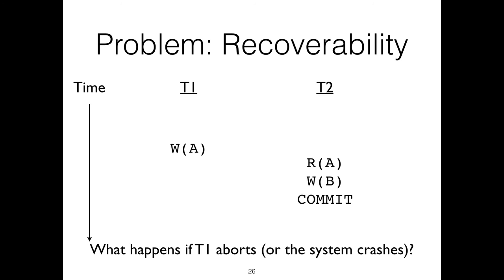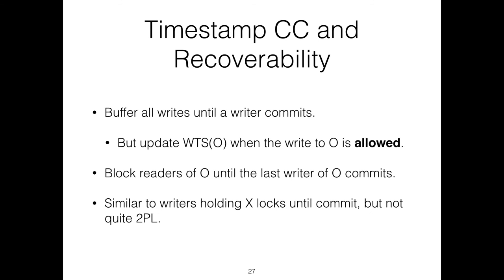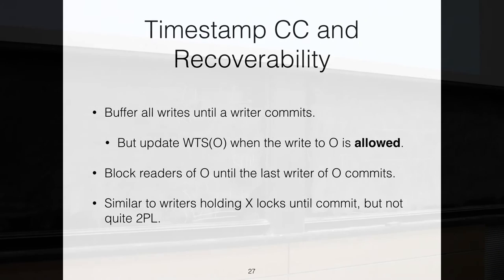So a variant of timestamp concurrency that combines it effectively with locking would be to block all of the readers on a given object until the last transaction that wrote to O commits. And this is kind of analogous to just using exclusive locking. Okay.